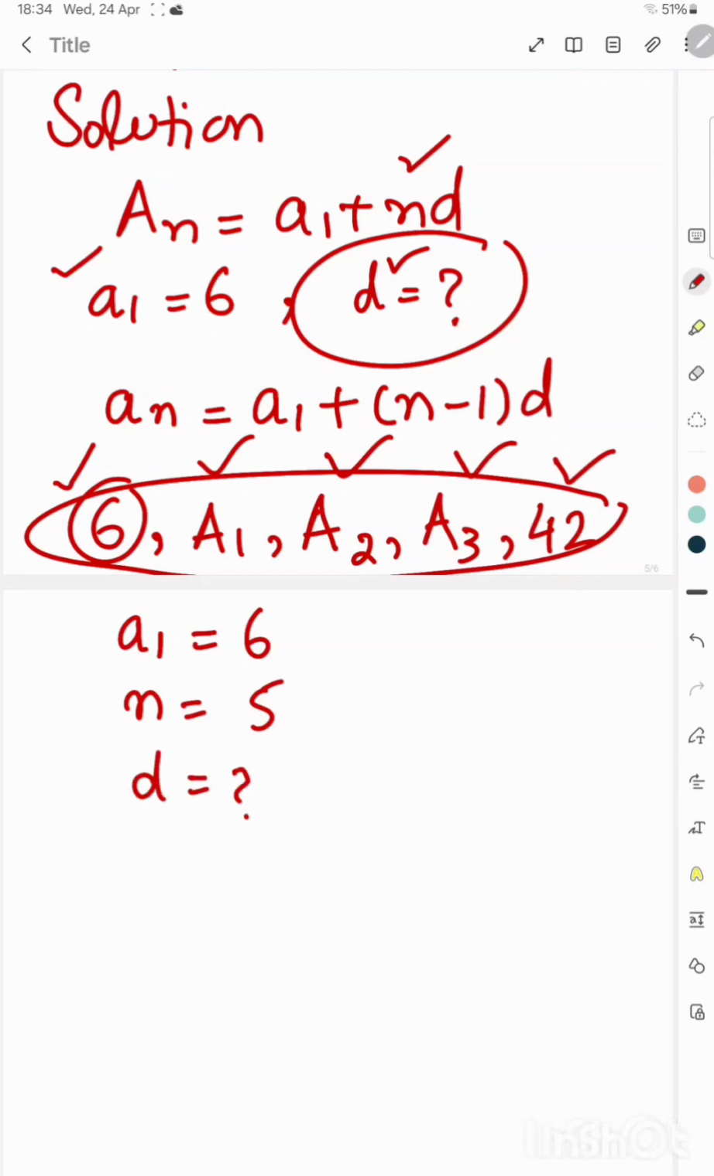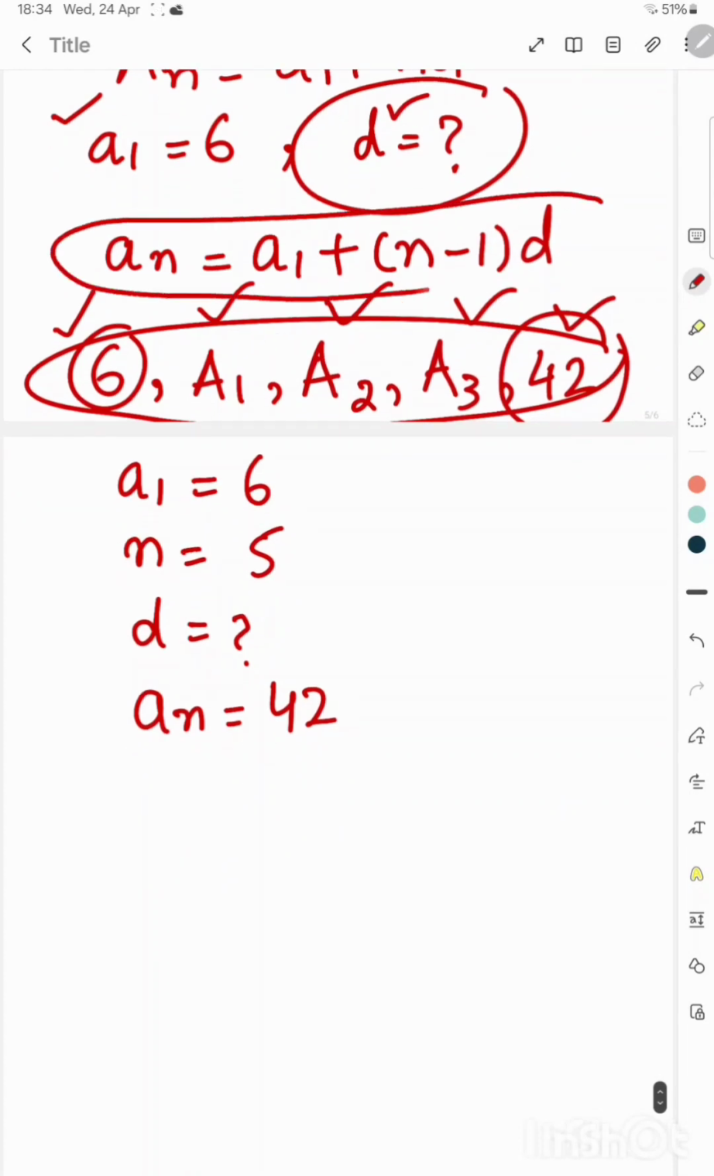For this we will put all the values in the nth term formula. One more thing, here the last term is also given, so an is equal to 42. Now the nth term formula will be used to find the value of d because d is missing. So we will just put all these values in the nth term formula.